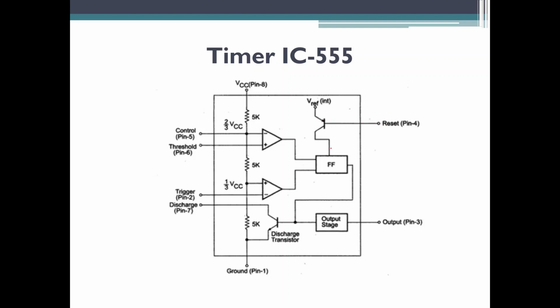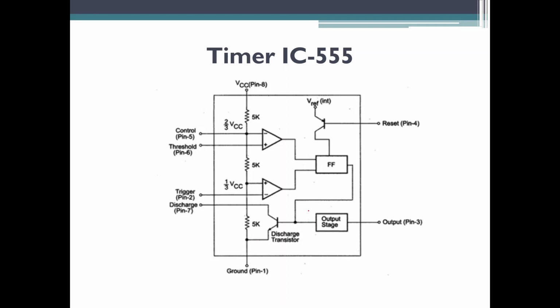Also you can see there is an output stage. Output stage means basically it's a buffer or an amplifier that is connected here, so that whatever output is obtained from the flip-flop will be clearly visible at the output of this particular 555 timer IC. Also there is a discharge transistor which is used to discharge the capacitors which are connected in the multivibrator circuit, which we are going to check out further.